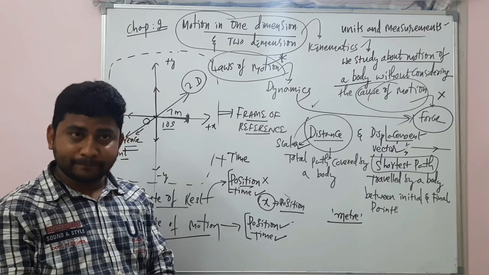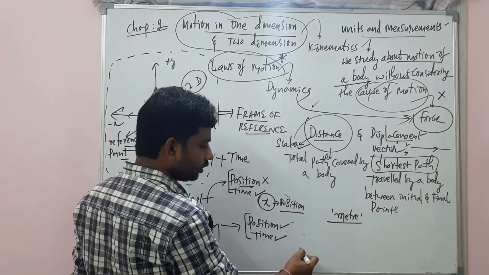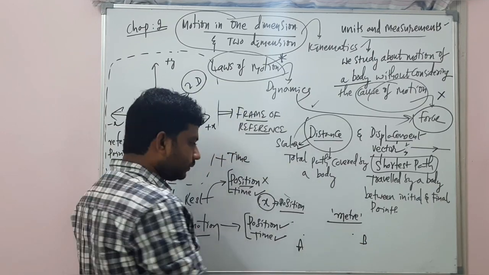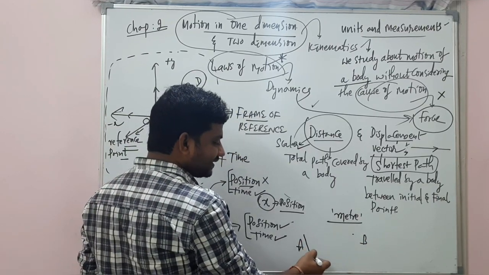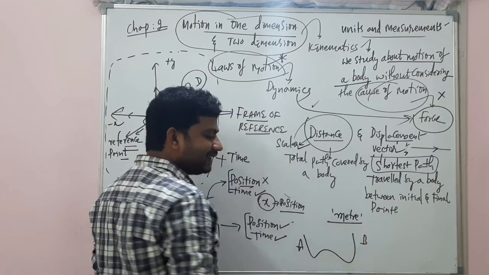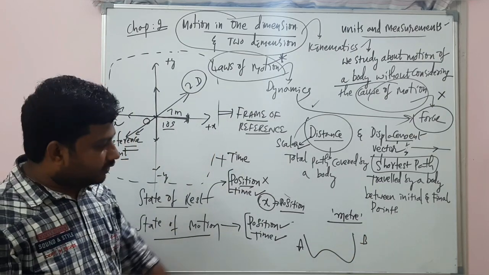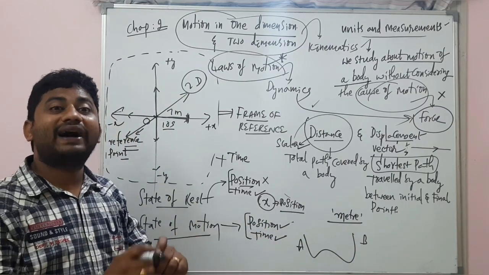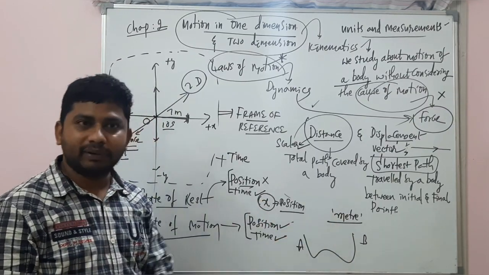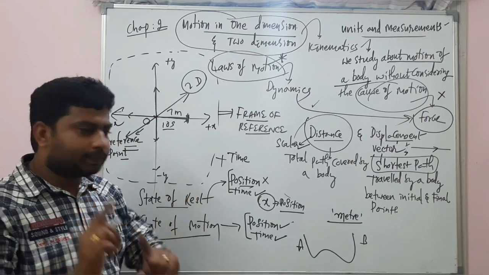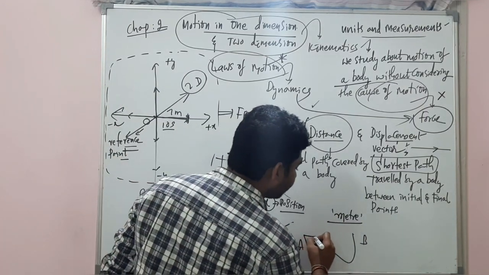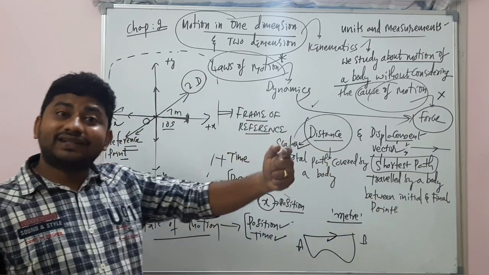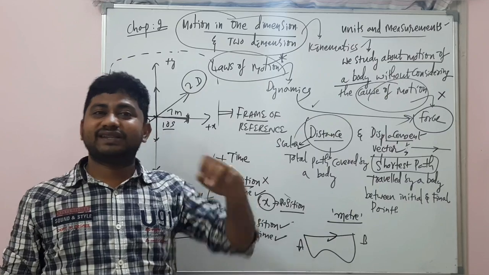Listen to me carefully. There are two points A and B. A body reaches A to B in this path. The total path travelled by the body is called distance. That's called path length. The shortest path travelled by the body is called the displacement. This is the shortest path. As I mentioned, that must be a straight line path.